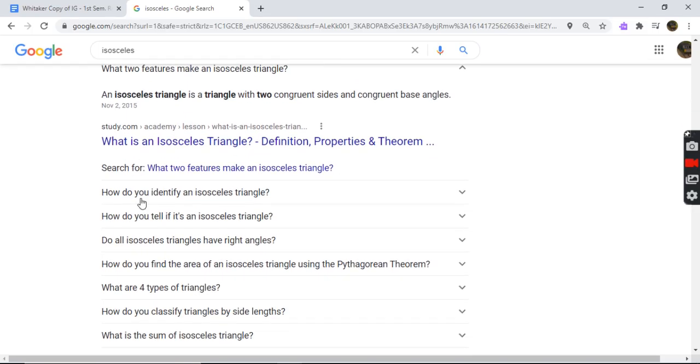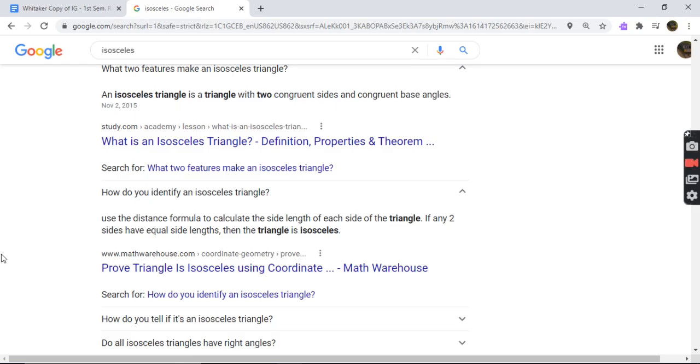How do you identify an isosceles triangle? Use the distance formula to calculate the length of each side of the triangle. If any two sides have equal lengths, then the triangle is isosceles.